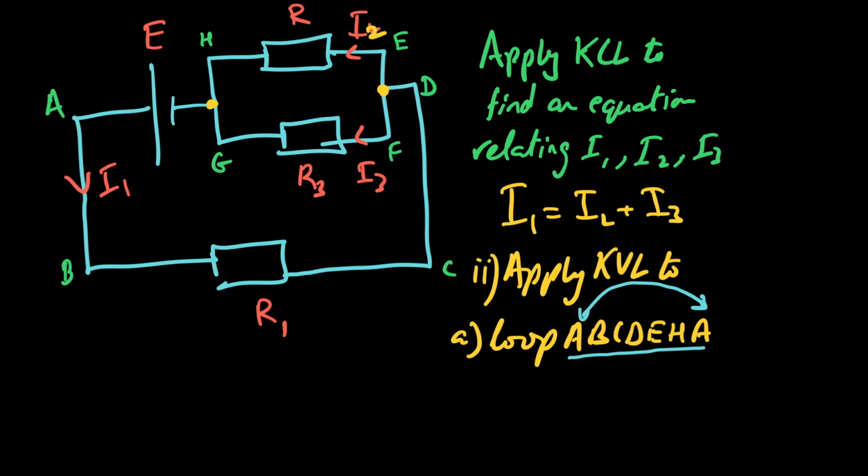Apply KVL. KVL is not difficult. Understanding what loop you're in is the tricky part. Now, the first question to you is, in this loop, A, B, C, D, E, H, A, did you have any source? The answer is yes. This is the source in this loop. Question is, how many sources do you have?